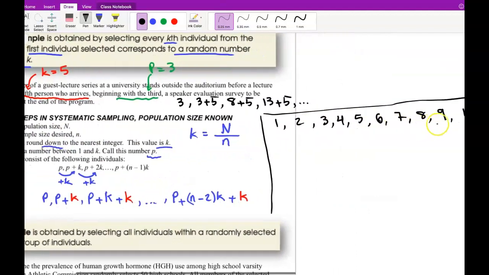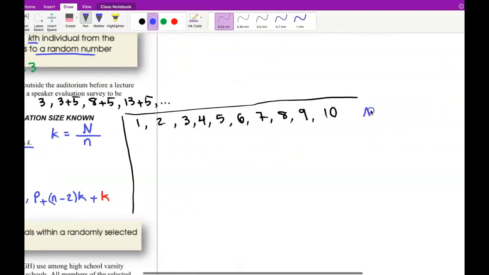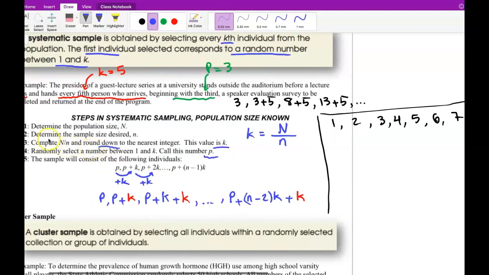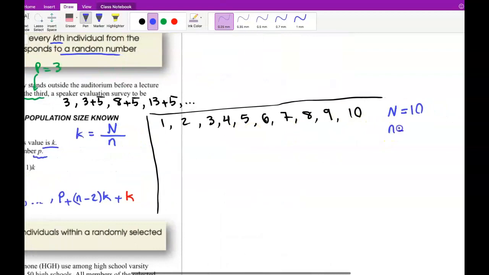So the first step, determine the population size. We already have that one. N is population size. N is 10. Then step 2, determine the sample size desired. So we're going to choose what we want to have for sample size. I'm choosing to have 3. So I want to select 3 individuals from this population.